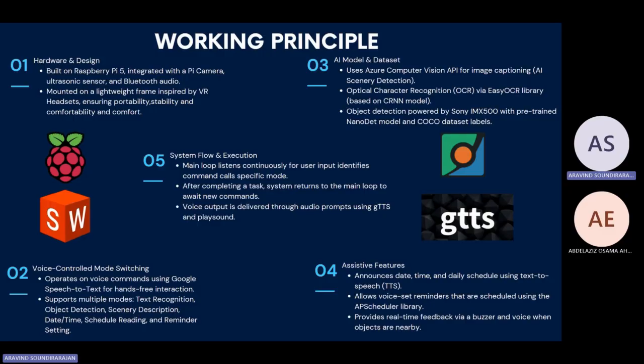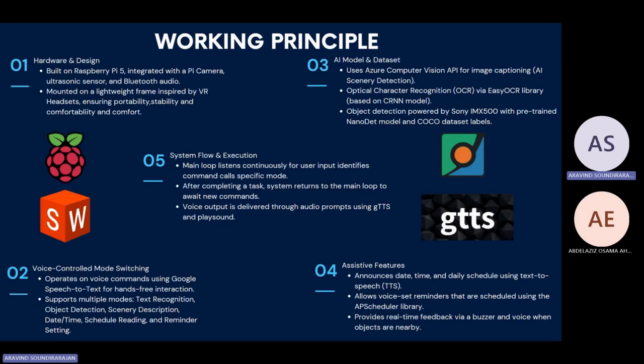The second is voice control mode switching. Like I mentioned earlier, we want to make sure the user has hands-free interaction when they're using our product. By making use of TTS or speech to text, we can give that hands-free interaction. The user would be able to switch between modes hands-free without the use of a button or their hands. For example, if the user says open text recognition, the text recognition function will open. If the user wants object detection, the object detection model opens.